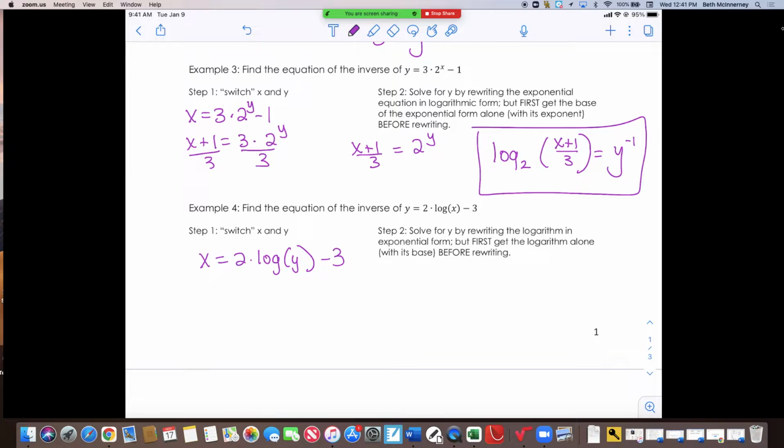Now I have to get the log y alone. That means anything after it, anything in front of it. But I have to undo order of operations. So what would I do first to try to get the log y alone? Add 3 to both sides. So I'm going to go x plus 3 equals 2 times the log of y.